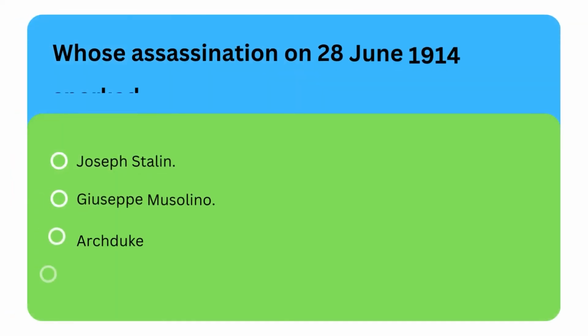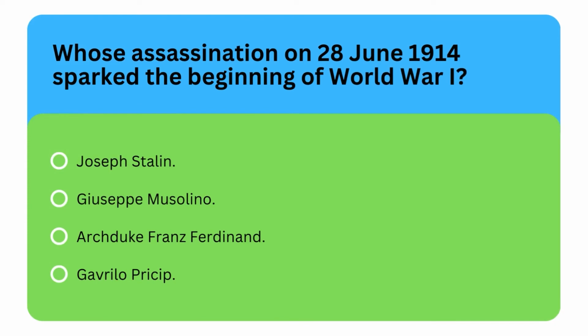Next question is, whose assassination on 28th June 1914 sparked the beginning of World War I? Options are Joseph Stalin, Giuseppe Mussolini, Archduke Franz Ferdinand, or Gavrilo Princip. So the correct option is third option. It was the Archduke Franz Ferdinand's assassination that sparked the beginning of World War I.